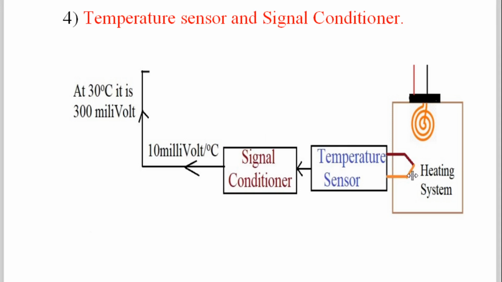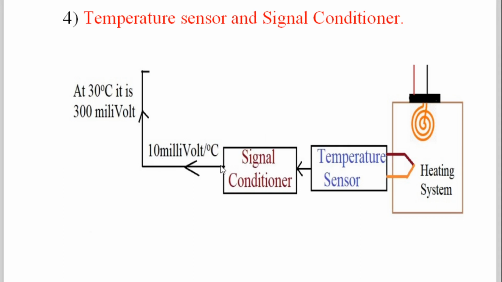So the output of the temperature sensor is given to the signal conditioner. The signal conditioner is very important, because it can amplify the output of the temperature sensor if it is very low, or give it a proper shape. So the temperature sensor output is given to a signal conditioner, and the signal conditioner gives you an output voltage which changes with the change in temperature.